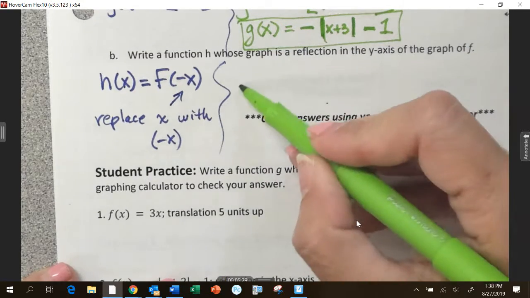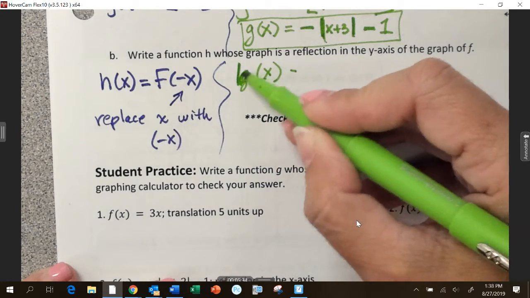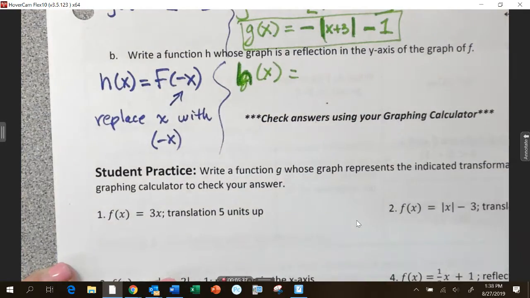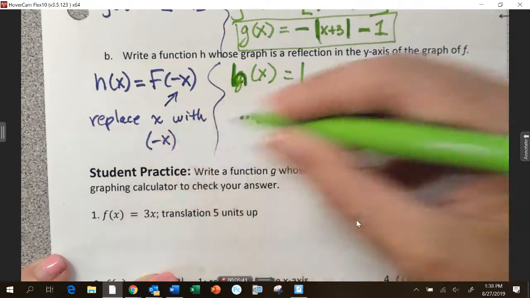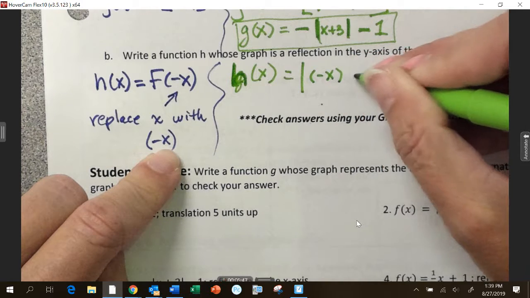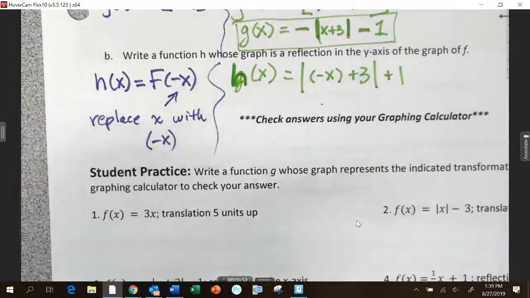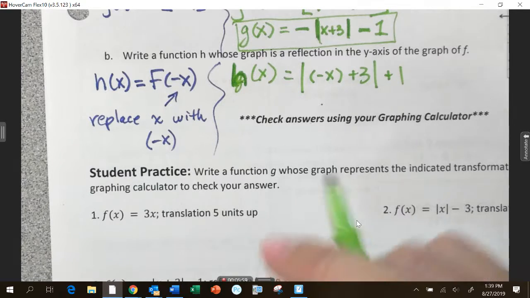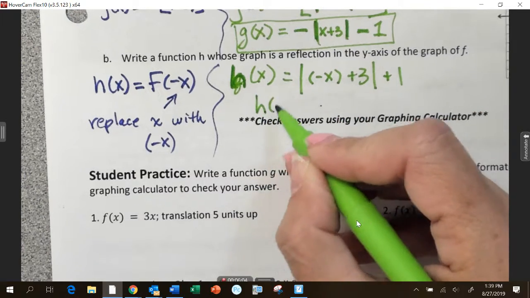So we go to our function. Oops, not g, it's h. Sorry, forgot again. We go to our function, h of x. In any place I see an x, I replace it with that. Parenthesis, negative x, close parenthesis, plus 3, close the absolute value, plus 1. I don't need those parentheses. They're not doing anything, so I'm just going to drop them on my next step.